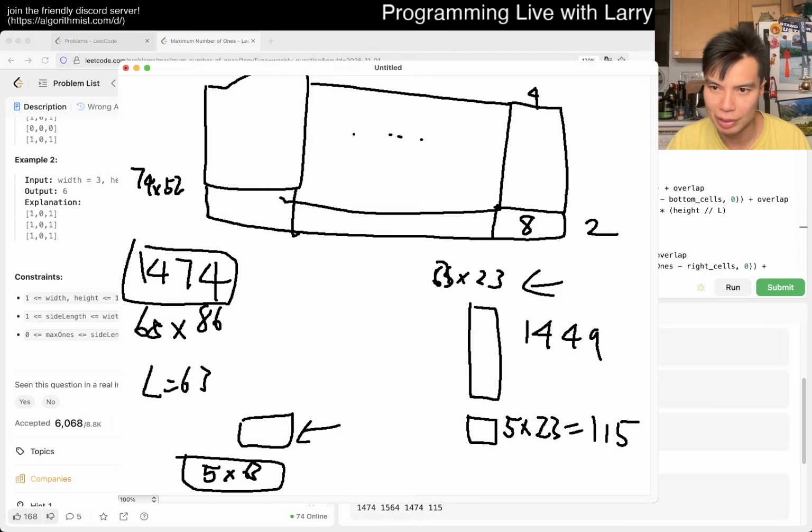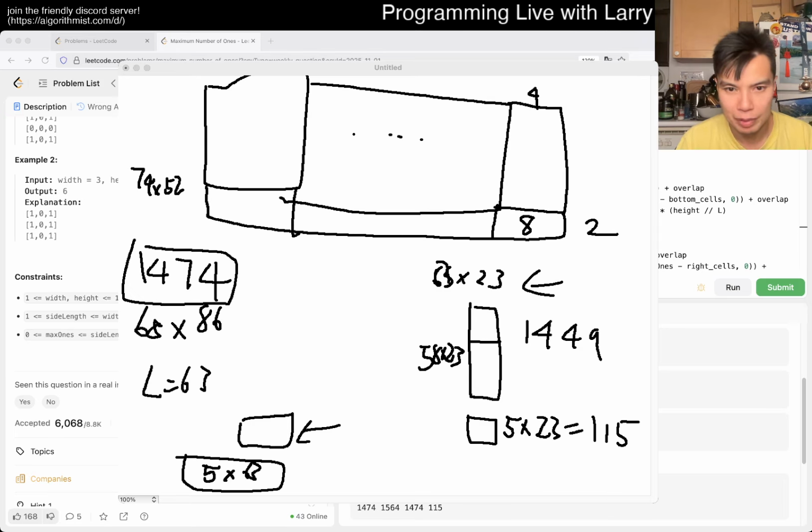How many do we have left for this one? Let's see. So we have 115 for 5 of these rows, right? So that means that we have 58 by 23 that we used up. Okay, so that means that we have 1474. Okay, but this is 5 by 40 because the overlap is this stuff, right? So 5 by 40, that's 200.